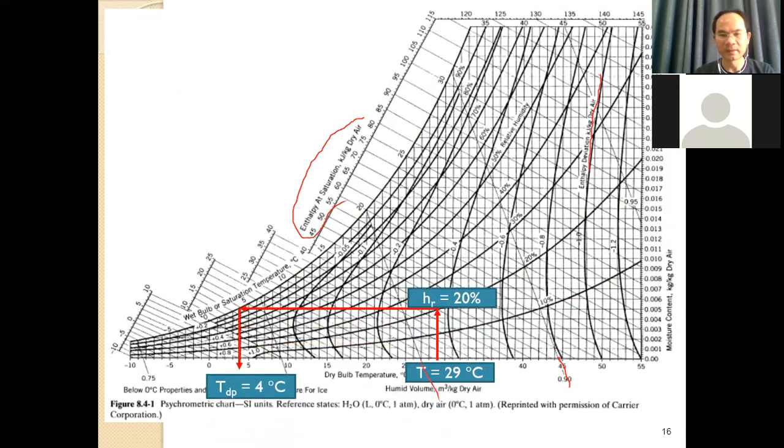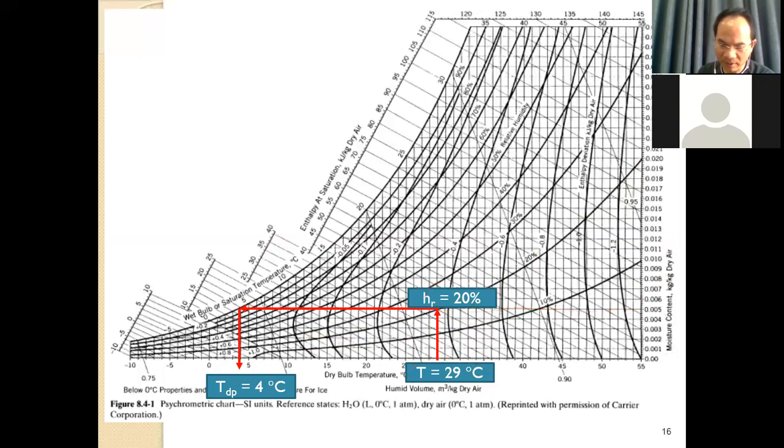For the first example, if you know the dry bulb temperature, the temperature of the air that you measure with a thermometer or thermocouple, say 29 Celsius, and you also know the relative humidity is 20%, from this case you can estimate the moisture content. You can draw the vertical line from this point and you get 0.005 kilogram water per kilogram dry air.